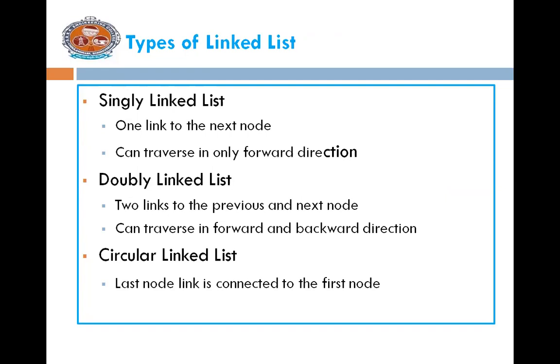Different types of linked list. We have mainly three different types of linked list: singly linked list, doubly linked list, and circular linked list. Singly linked list means here you will have only one link, to the next node. So you can perform traversing only in the forward direction. The second one is doubly linked list. Here you will have two links, one to the next node and another to the previous node. So traversing is possible in the forward direction and also in the backward direction.